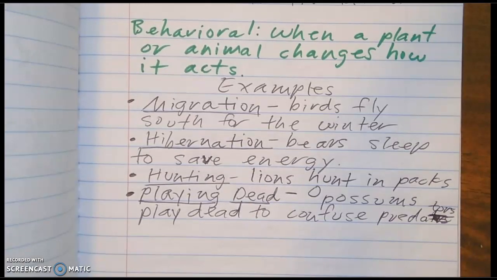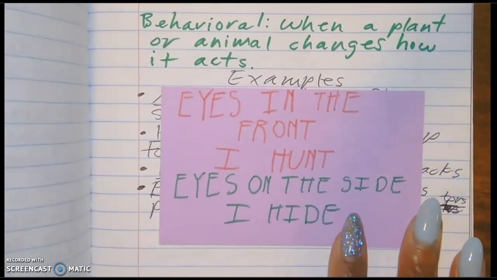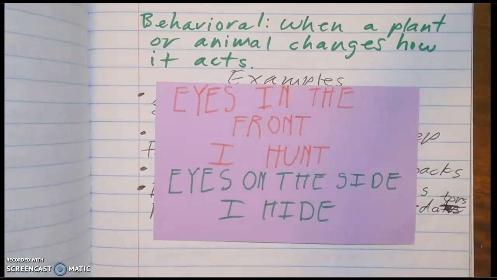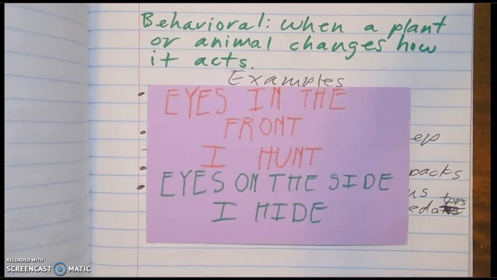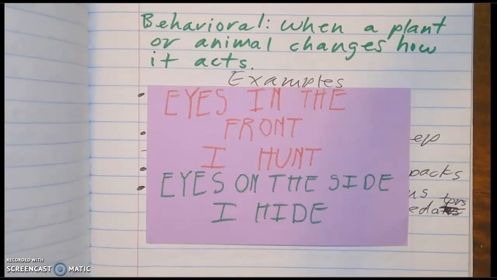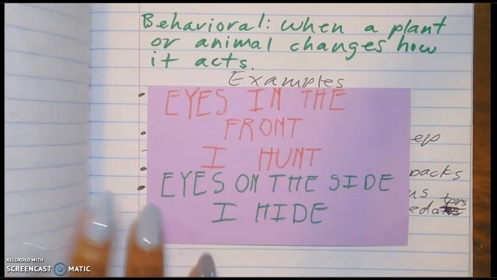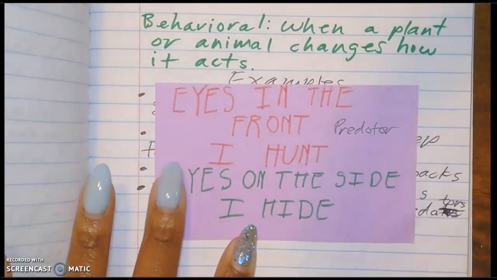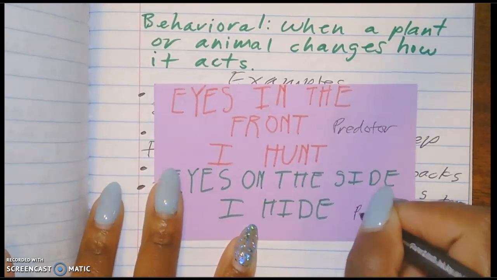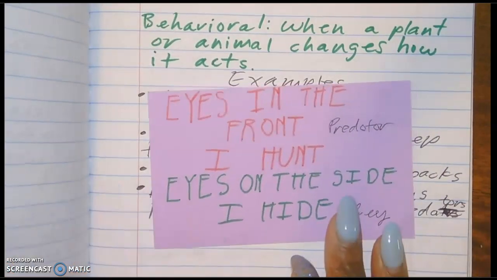Anyway, a good rhyme to remember when you're trying to figure out whether an animal is a predator or if an animal is prey, real quick, is eyes in the front, I hunt. Eyes on the side, I hide. If you're looking at an animal, see where its eyes are. That'll tell you, usually, it's a pretty good indicator of whether an animal is predator or prey. Eyes in the front, I hunt. So that would be a predator. Eyes on the side, I hide. That would be prey. Okay, just something real quick for you to remember.